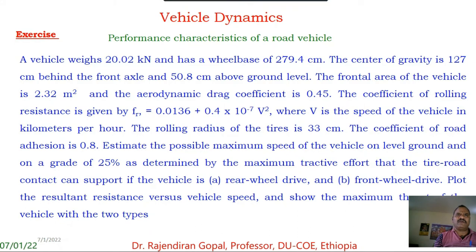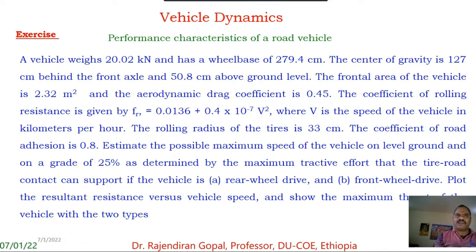Welcome you all. Today we are going to discuss an exercise in performance characteristics of road vehicles in vehicle dynamics. A vehicle weighs 20.02 kilonewton and has a wheelbase of 279.4 centimeter. The center of gravity is 127 centimeter behind the front axle and 50.8 centimeter above the ground level. The frontal area of the vehicle is 2.32 meter square and the aerodynamic drag coefficient is 0.45.